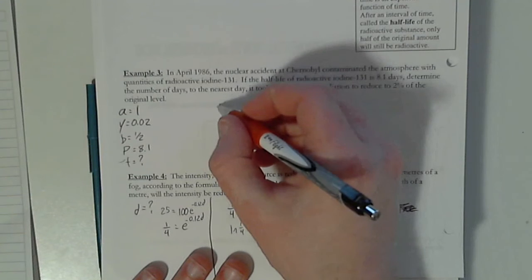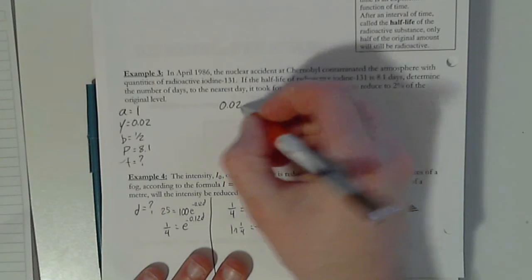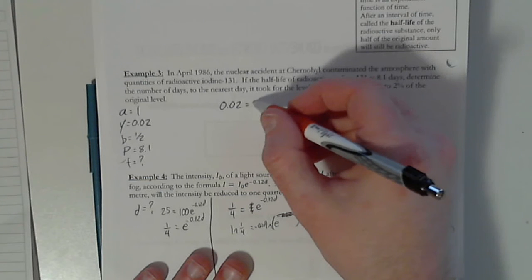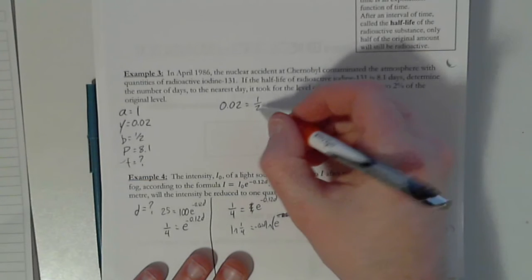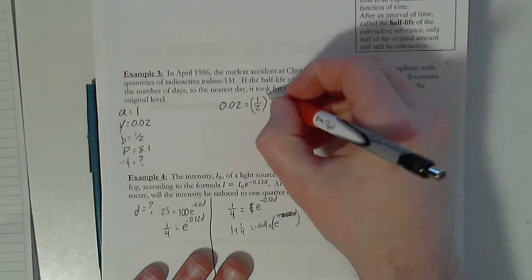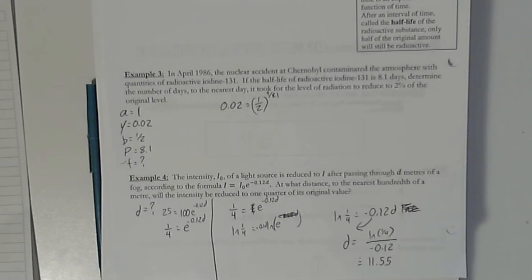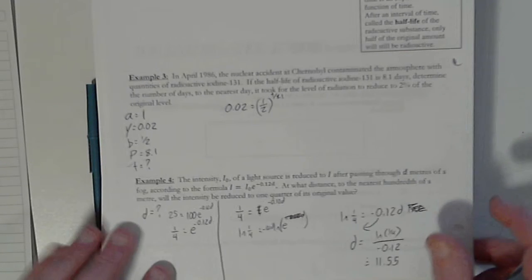So let's write out that equation. 0.02 equals 1, which doesn't matter, times a half to the power t over 8.1. Actually, a pretty simple equation. Once you get to this part, I trust you guys could probably solve this. So pause the video, try it on your own first, and then I'll just write the last 2 steps.